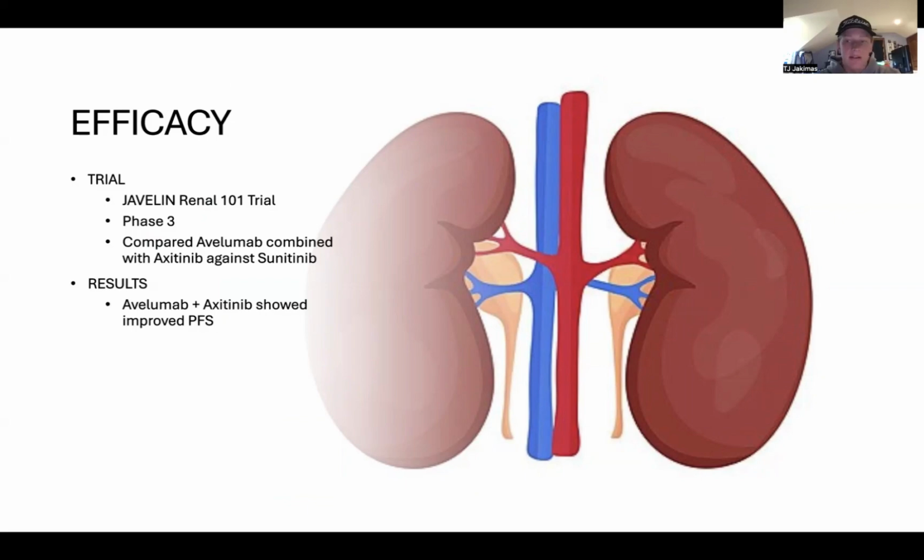All right, so a little about the efficacy of Avelumab. A phase 3 randomized trial was run to test the combination of Avelumab along with axitinib against sunitinib. Basically, a phase 3 trial is used to test a new medicine against the standard practice, which in this case was sunitinib. Based on the results of this trial, the combination of drugs was shown to improve PFS, or progression-free survival. PFS is the amount of time a patient lives with the disease where it does not get worse.